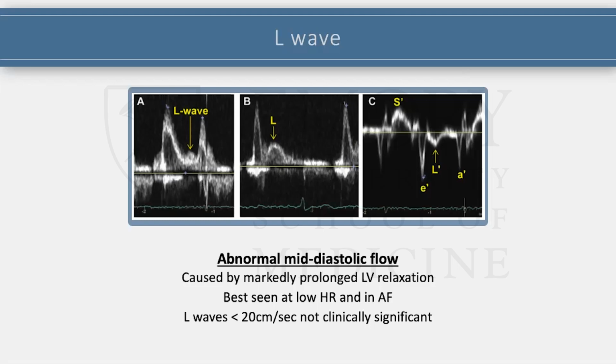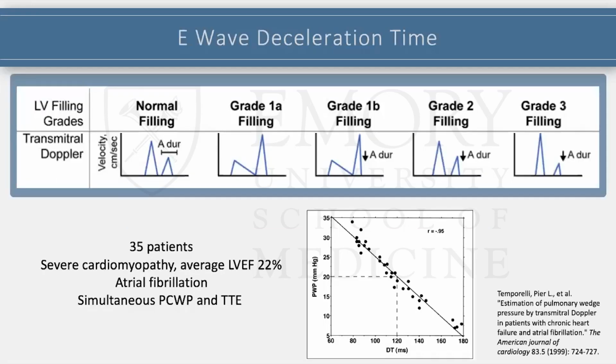And then E-wave deceleration time is something that we've been using a lot. The reason I wanted to highlight this one is that I found this interesting study. It was just 35 patients, but all patients with AFib, severe cardiomyopathy, really low EF in all of them. And during a hospitalization, they all had a wedge pressure measured and they had an echo.